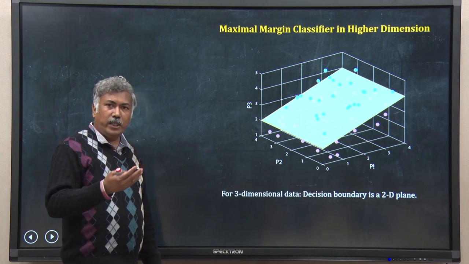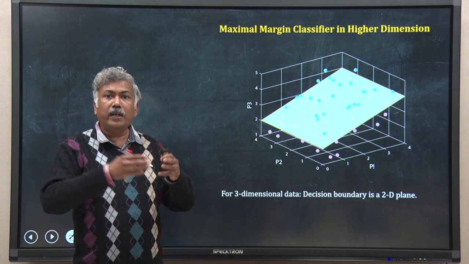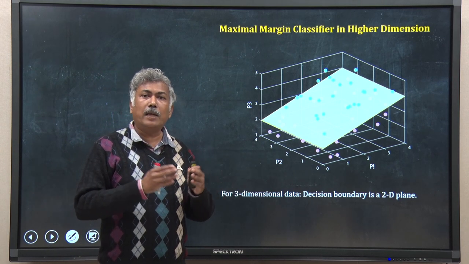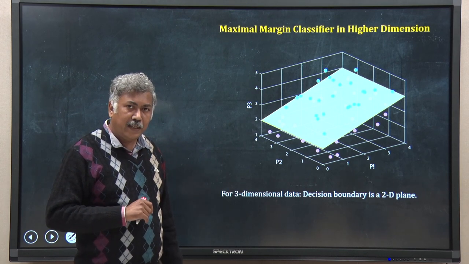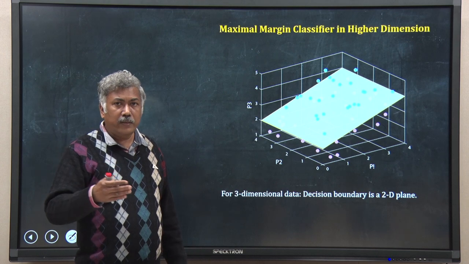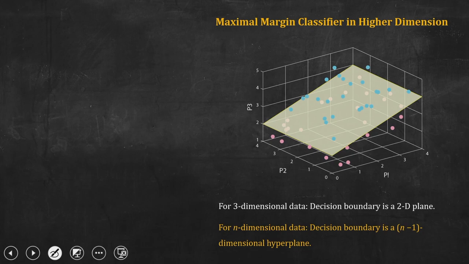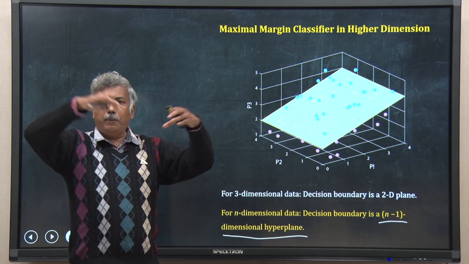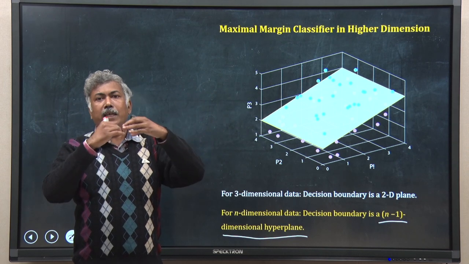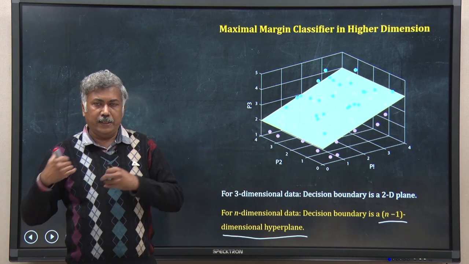Now, using the same logic, suppose you have n-dimensional data. Suppose n equals 30. That means you have 30 features or 30 predictors based upon which you want to classify data into positive, negative, disease, not disease, something like that. So, in that case, the decision boundary will not be a line, it will not be a two-dimensional plane, but rather it will be an n minus 1 dimensional hyperplane. I cannot visualize it. But somewhere in the space, there will be a hyperplane which will divide my data set in two parts, one for positive and one for negative, one for disease, one for not disease.